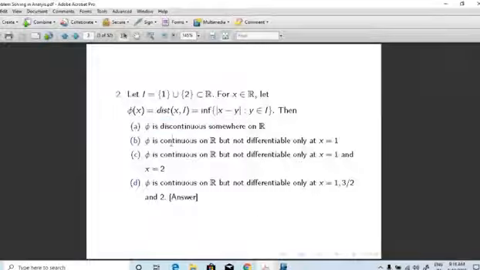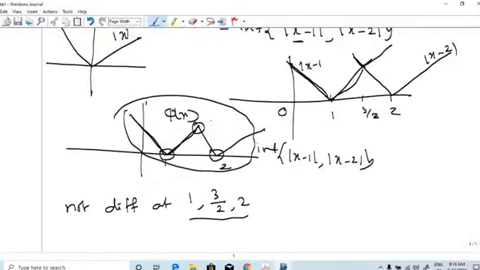Look at the second option: A is continuous but not differentiable only at x equal to 1. But we have a sharp corner at x equal to 2 as well as x equal to 3 by 2. Therefore, whenever we have a sharp corner, that function is not differentiable at this point. So the second one is false.